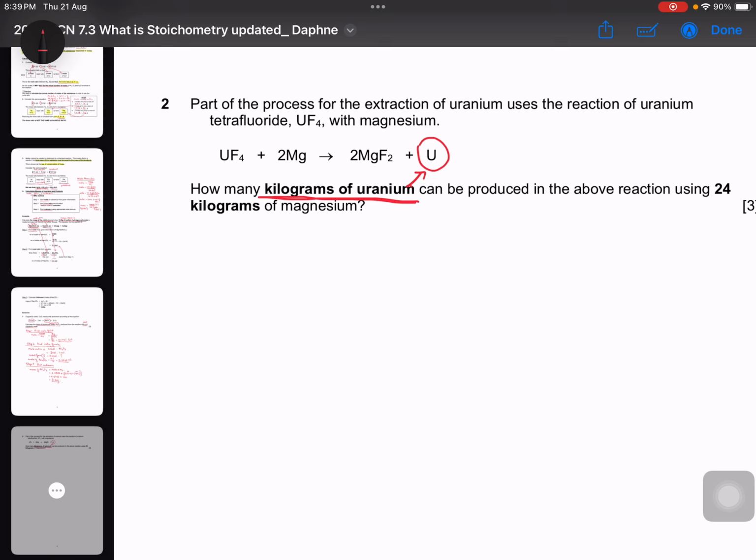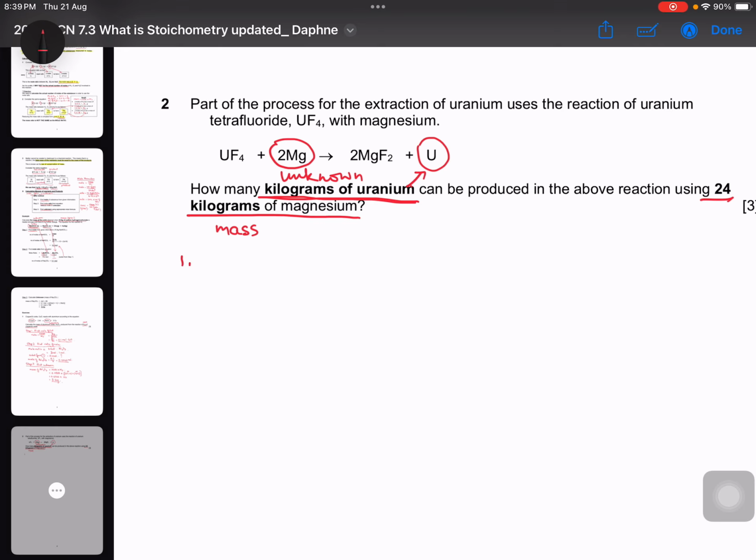And what are we given? We are given 24 kilograms of magnesium, which is a mass. Where is magnesium in our equation? Magnesium is this one. Now that you have done the groundwork, I give you the layout.